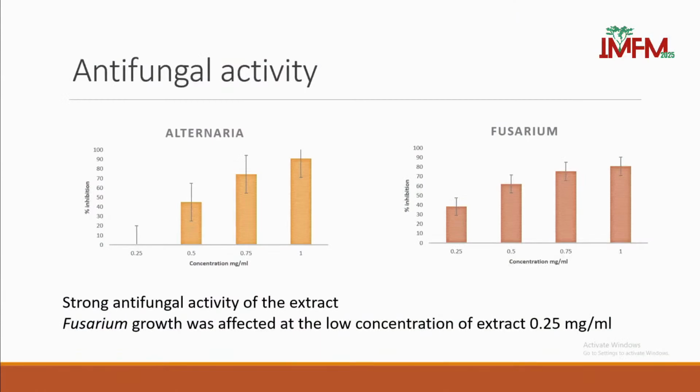However, in terms of antifungal activity, we had strong antifungal activity of the extracts, especially in the case of Fusarium, where growth was inhibited at a concentration of 0.25 microgram per milliliter. In the case of Alternaria, we saw some effect at a concentration twice as high, 0.5 milligram per milliliter.